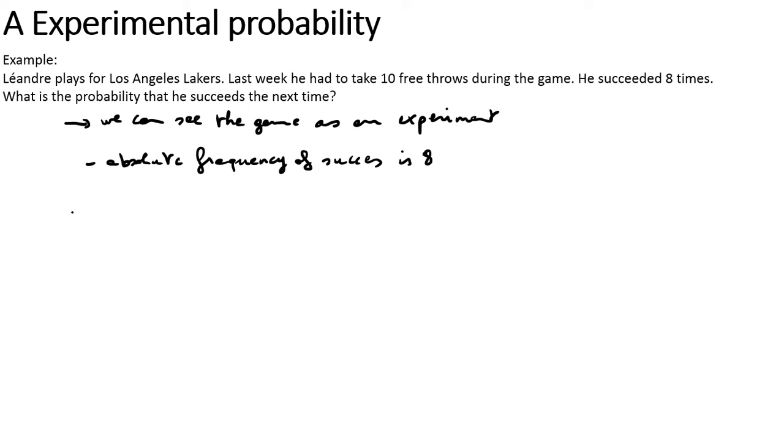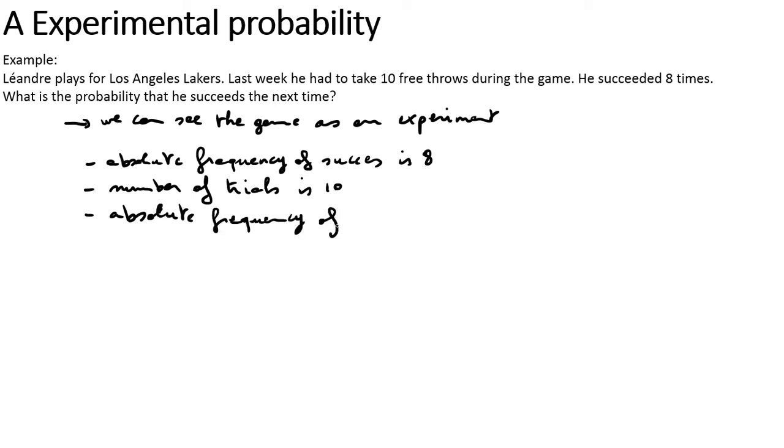The number of trials, in this case, he tried 10 times, so the number of trials is 10. He succeeded 8 times, he tried 10 times, so he failed 2 times. So we can say that the absolute frequency of fail is 2, because he failed 2 times.